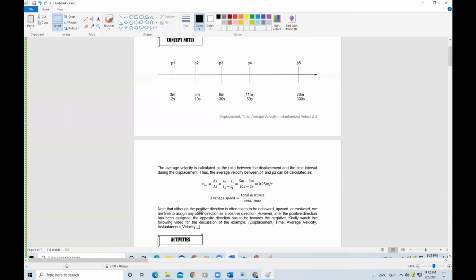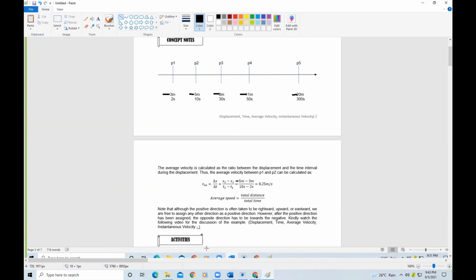What this means is, for example, for these points P1, P2, P3, P4, P5, with 3m, 5m, 8m, 11m, and 20m, we can convert their direction. These are in the positive direction since they have no negative sign. If there is a negative sign, for example, negative in x2 minus x sub 1, it becomes negative, so we have negative 5m.